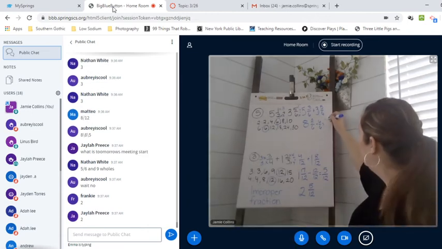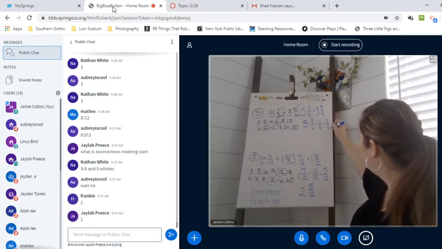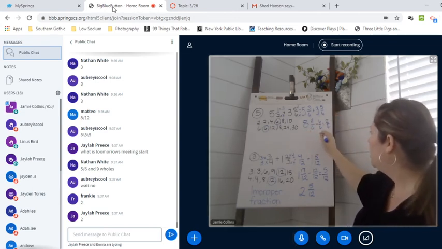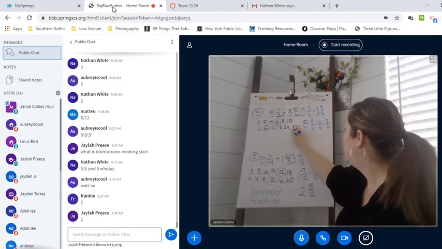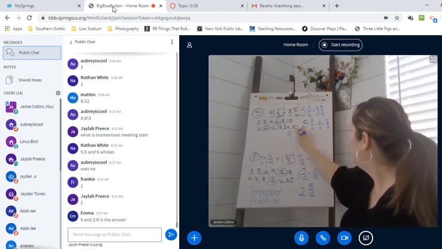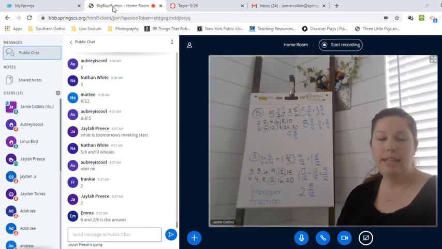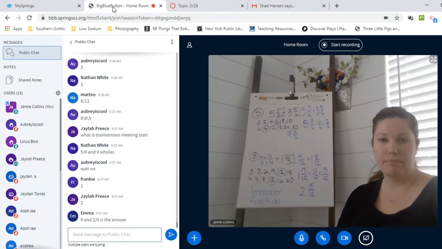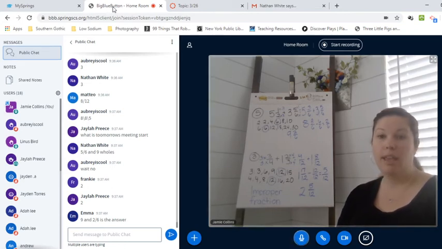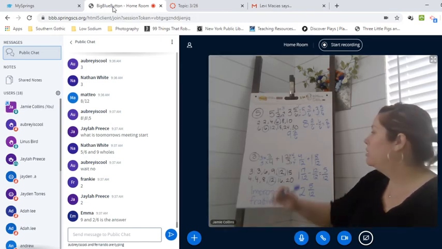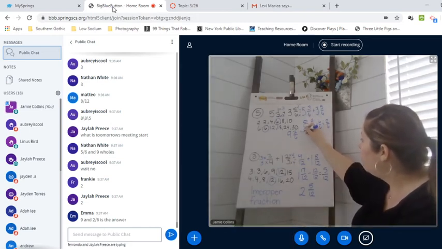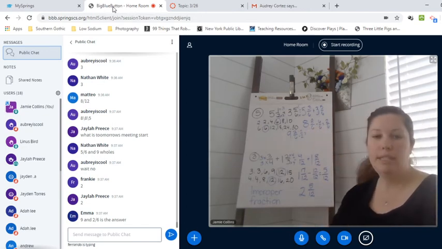Yeah, 2. So 2, 6. So now we have 8 plus this one whole, which is 9, and 2, 6. Is this in simplified form? No, you're right, because 2 can go into 6. So that means we're going to divide the top by 2, and we're going to divide the bottom by 2. And what does that equal?